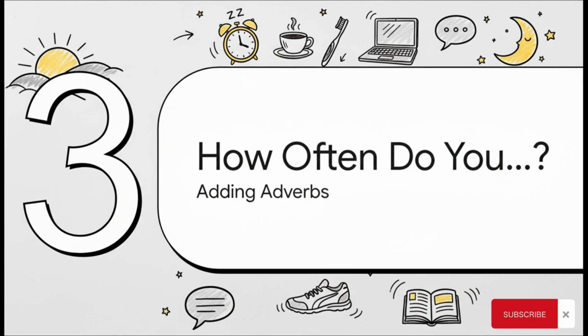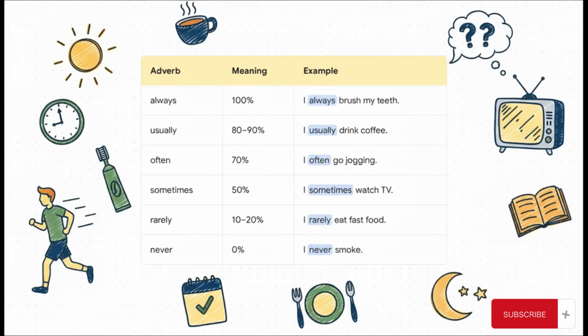Okay, so you can describe your day. That's a huge step. But how can we make it sound more detailed, more natural? I mean, let's be honest, not every single day is exactly the same. So let's add another layer to this with adverbs. You can think of this slide as your ultimate cheat sheet for what we call adverbs of frequency. It gives you a whole scale from 100% of the time with always to absolute 0 with never.